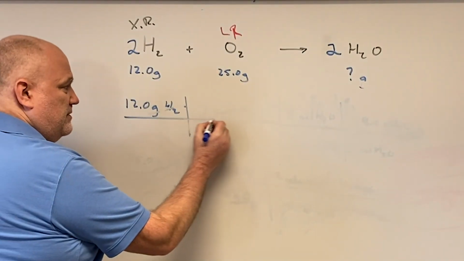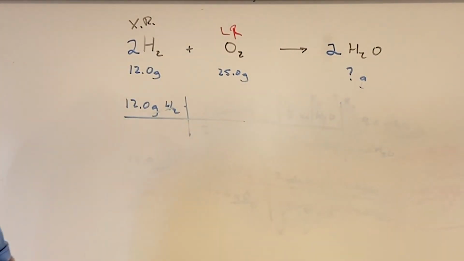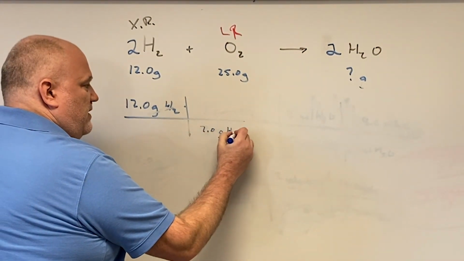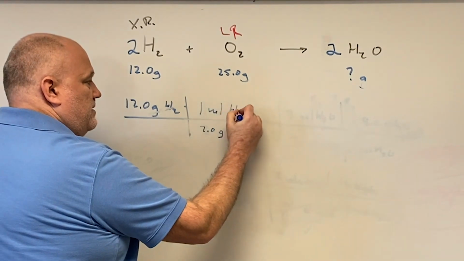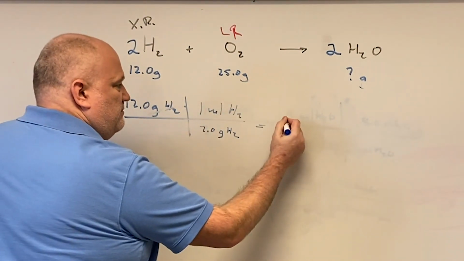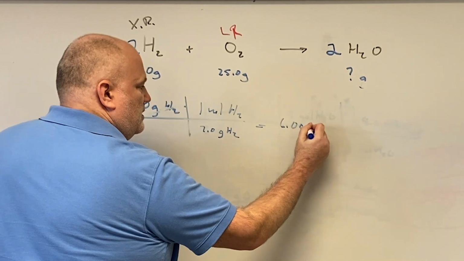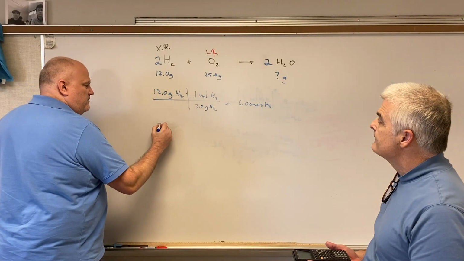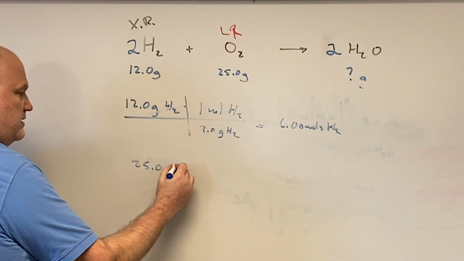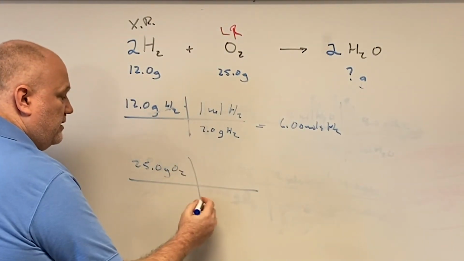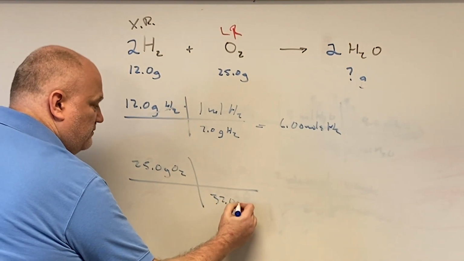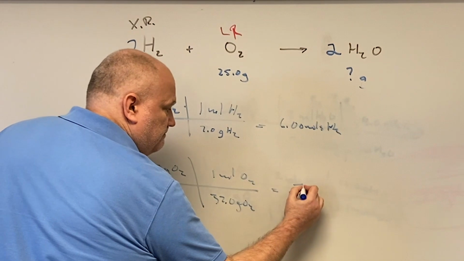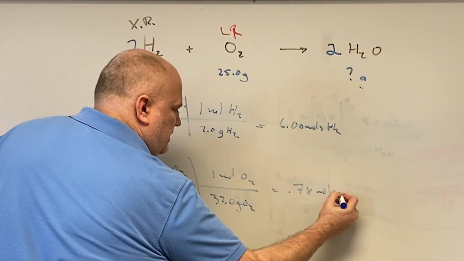So I'm going to do the same first step as we did in the long way. There's 2.0 grams of hydrogen for every 1 mole of hydrogen. When I divide these two out, it's going to give me 6 moles of H2. I'm going to do the exact same thing for the amount of oxygen: 25.0 grams of oxygen, and there's 32.0 grams of oxygen for every 1 mole. That gives 0.78. Now, here is the trick.